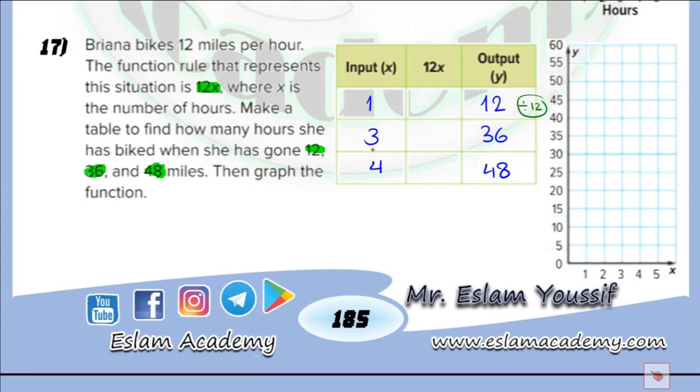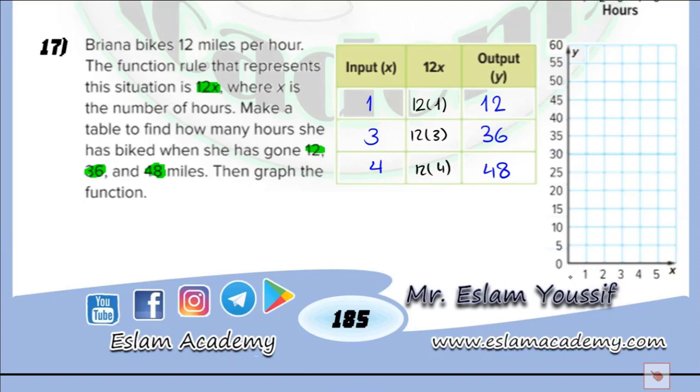To find the input, we'll use the inverse operation. Now you can check your answer. 12 multiplied by 1 equals 12. And 12 multiplied by 3 equals 36. 12 multiplied by 4, the answer will be 48.